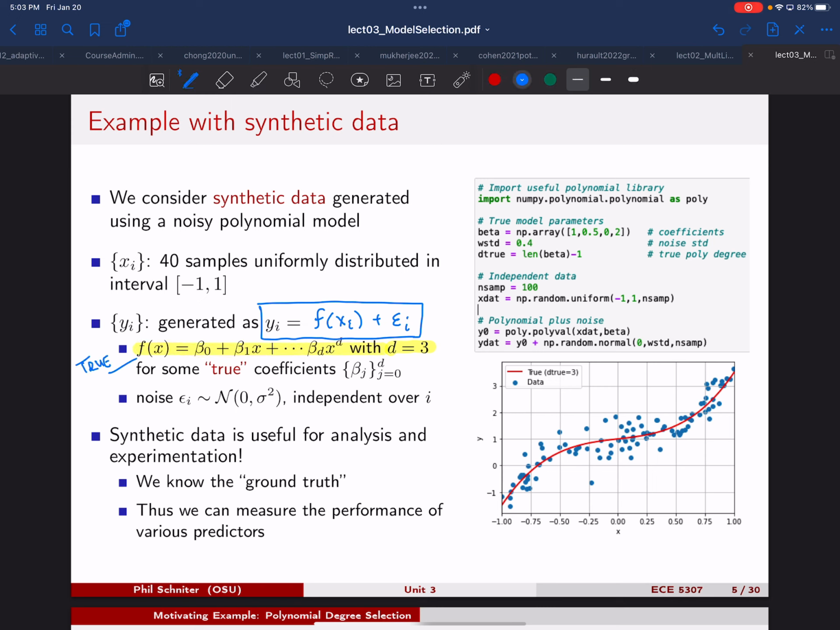Okay, but we don't necessarily know the true model when we work with data. We're trying to figure out what is the right choice for the model order D. So anyway, this is what it looks like. We're actually generating the x values also randomly. You can see they're uniformly distributed between 1 and -1, and there's 100 of them. So our data set is of size 100.